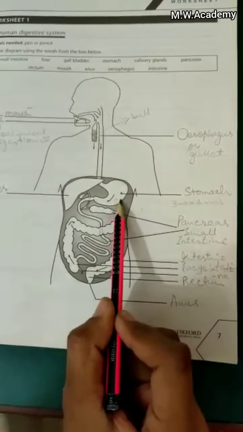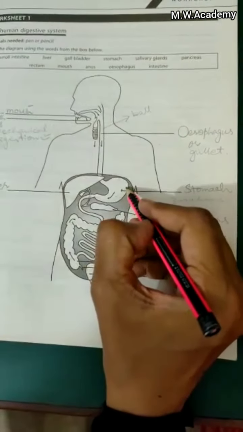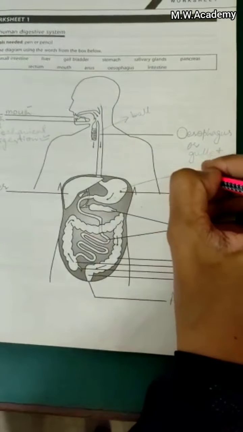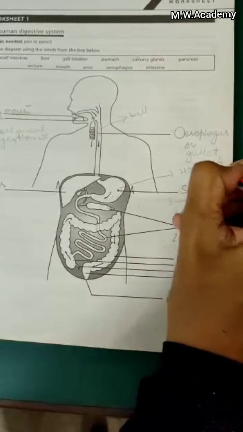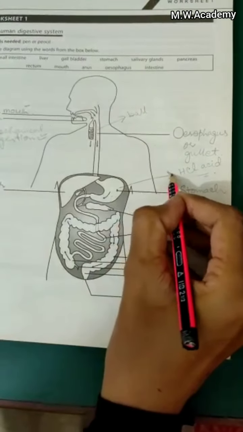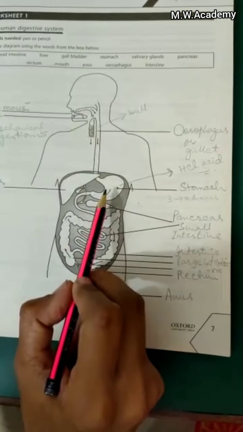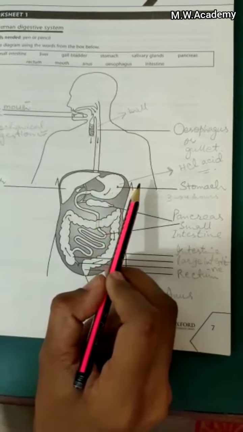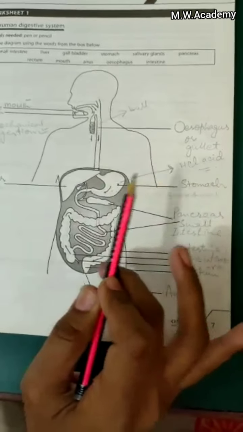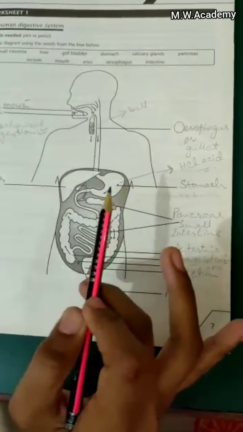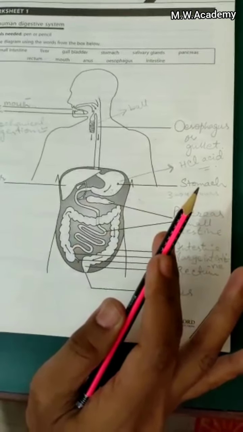Its walls secrete gastric juice, which has an acid called hydrochloric acid or HCl. It starts the chemical digestion of food also. Here the proteins are split into amino acids. The breakdown of starch also starts, and it is split into simple sugars, and fats are split into fatty acids and glycerol.